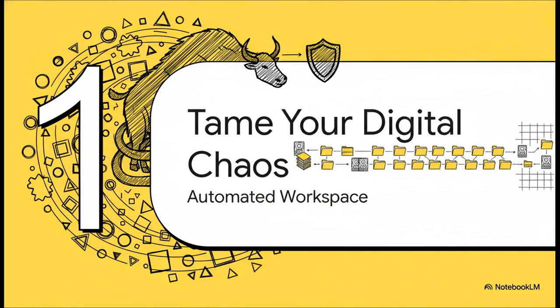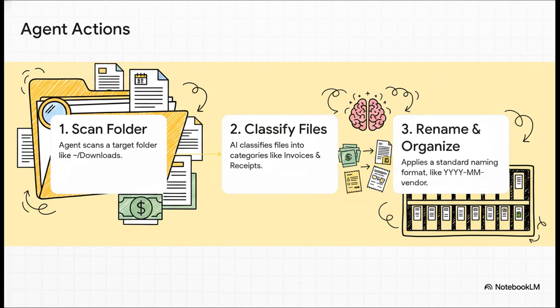Okay, so this brings us to the first major function of the OpenYak architecture, automated workspace management. This is all about building a resilient system that brings some sanity directly to your local file system. So let's look at the implementation. Basically, what is happening under the hood is this really clean three-step process.